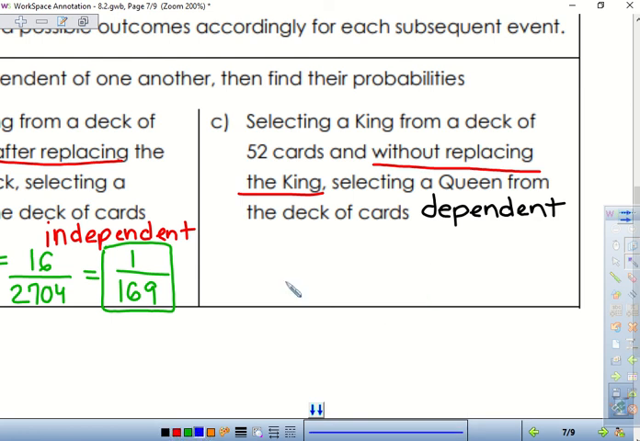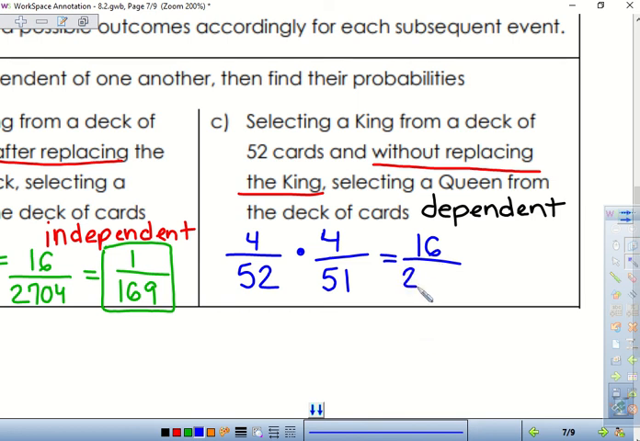So, let's go ahead and calculate our probability. So what's the probability of selecting the king? Good, 4 out of 52 times, now assume you selected the king. So we haven't changed the number of queens in the deck, right? There's still how many queens in the deck? But now, if you've taken away a king, how many cards are there? 51. So that's now 16 out of 2,652, which is equal to 4 out of 663.